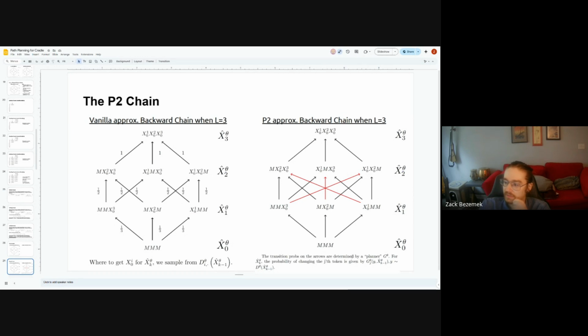So here, if Gj is giving the probability of changing the jth token, if G3 was extremely large, that's saying, oh, I made a really bad choice at this sampling step for how to infill my third token, and I should remask it.